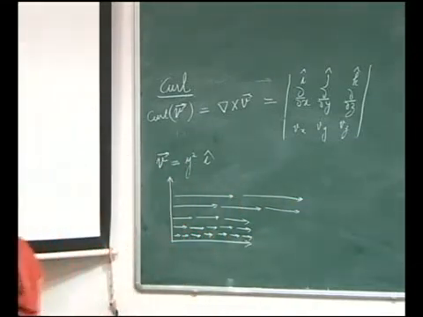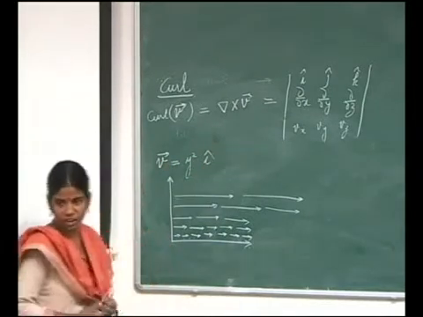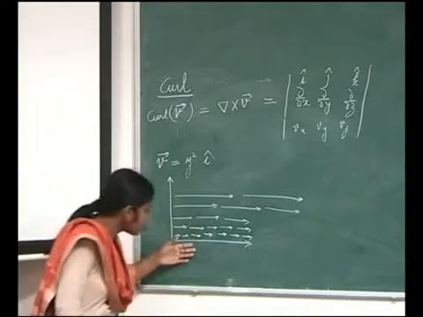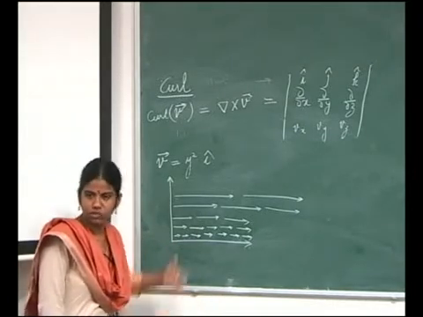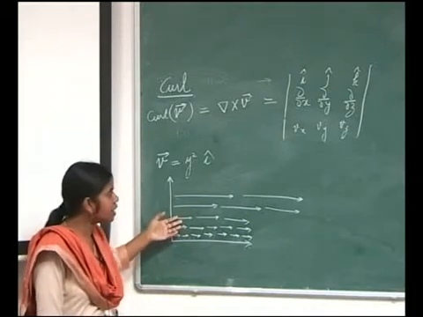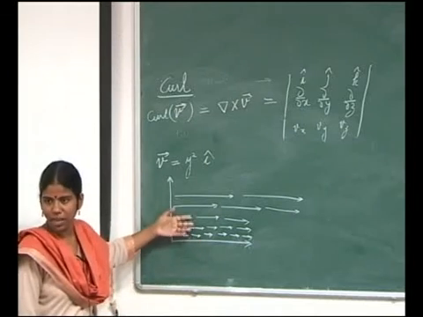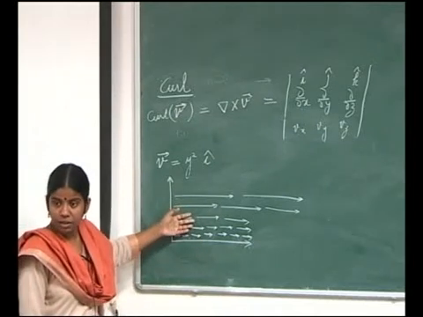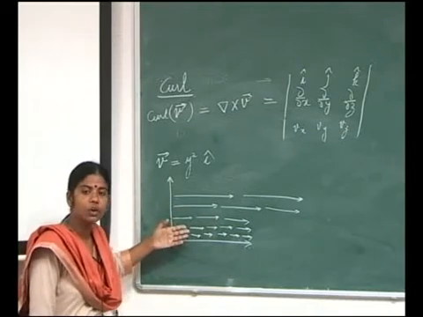Now, I have a question: you say that curl gives me the rotation of a vector field. So, will this field I have drawn here have rotation or not? Will this field have curl? It will have zero curl or non-zero curl? Just by looking at this diagram, can you tell me something? Is this field rotational or irrotational?